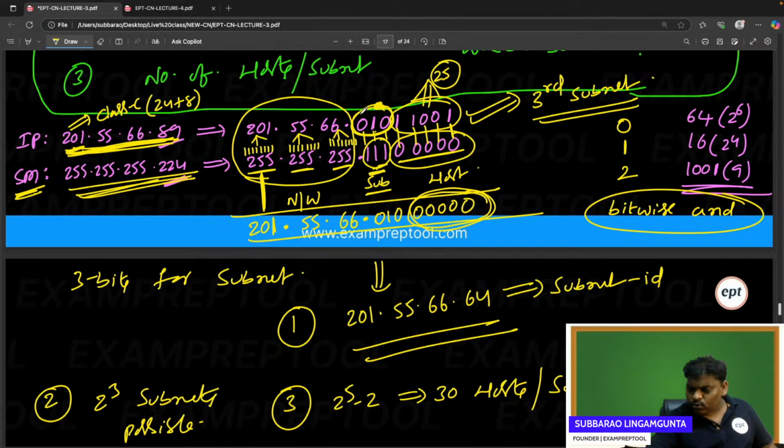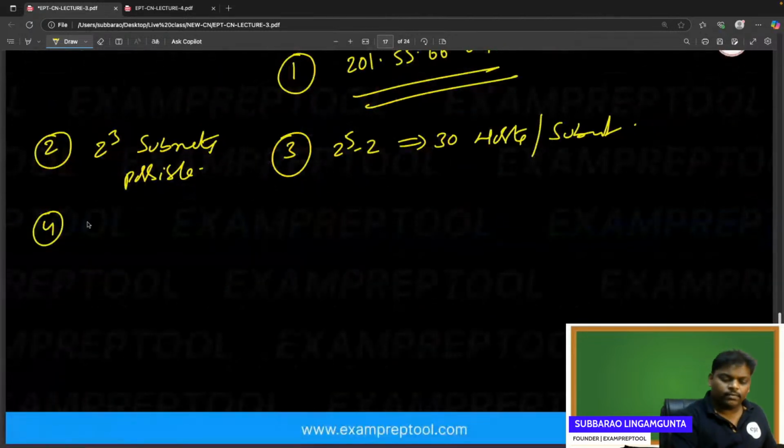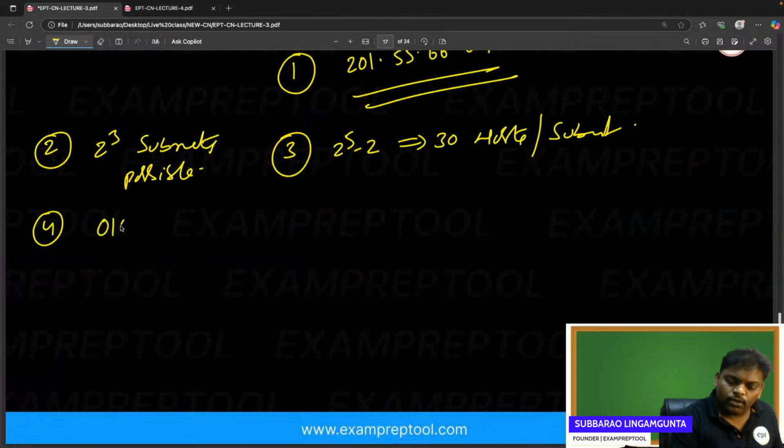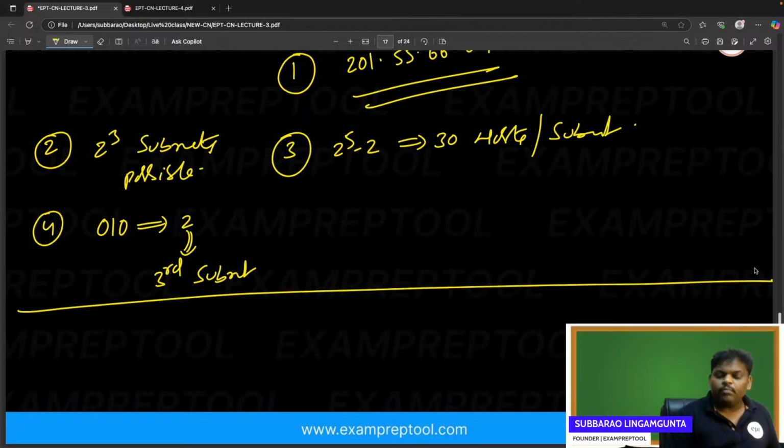Subnet number 2, means 010. I think third subnet. It's the 2, no? It's the 2. That means physically third subnet. Subnet number is 2 physically because it will start from 0. So third subnet. So these are the answers for our problem.